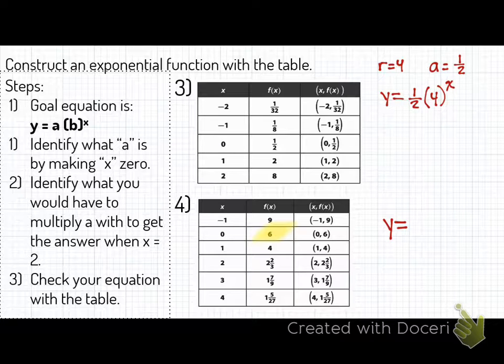Y equals what? 6 parentheses 2/3 to the power of x. Good. That's correct. 6 parentheses 2/3 parentheses to the power of x. Yep, you can do that too. 6 times 2/3 to the power x. That's right. Okay? And I put parentheses around the fraction because I want to make sure that the exponent applies to both the numerator and denominator.